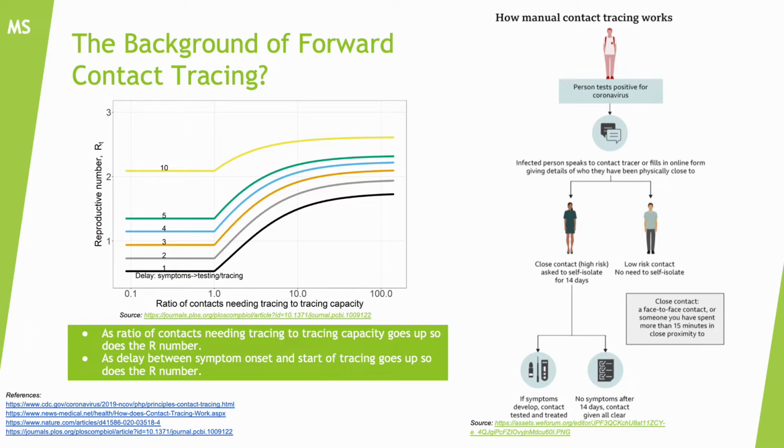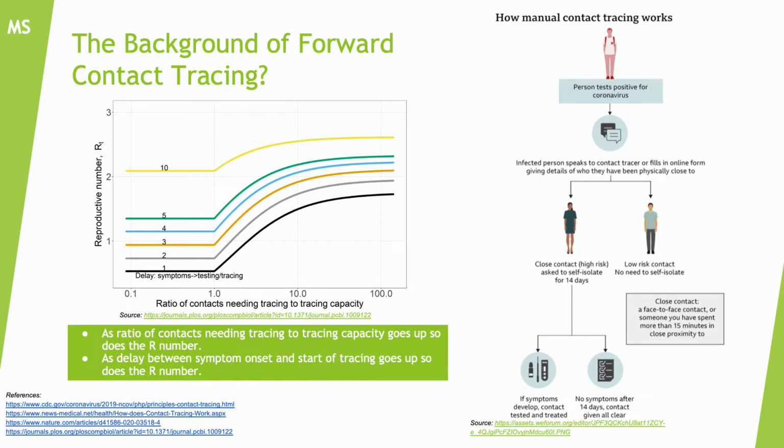Furthermore, the greater the delay between symptoms starting and the start of tracing, the greater the R number. Forward contact tracing's efficacy therefore depends on participation in seeking testing immediately following symptom onset, quick return of test results, and sufficient contact tracing capacity if case numbers surge.